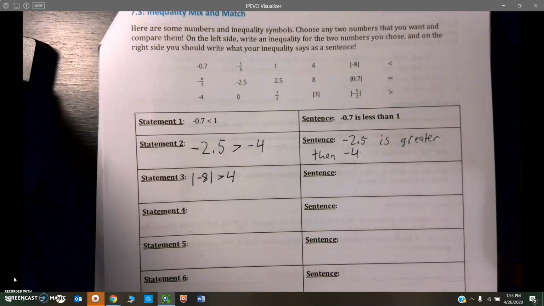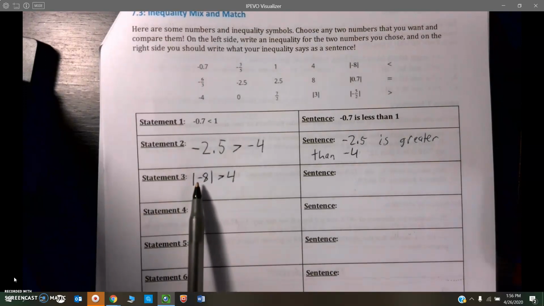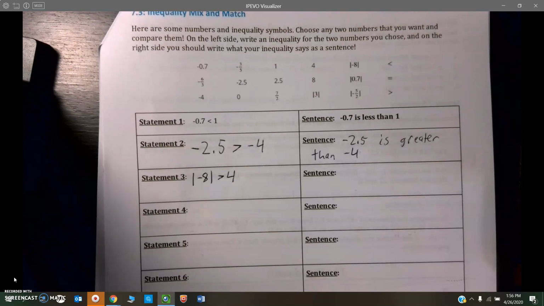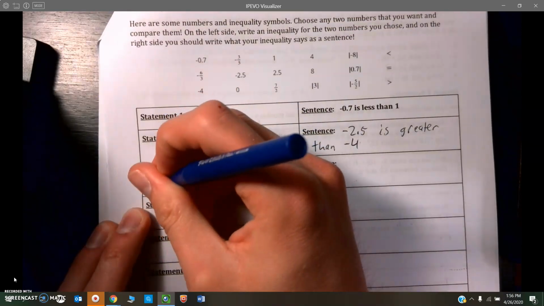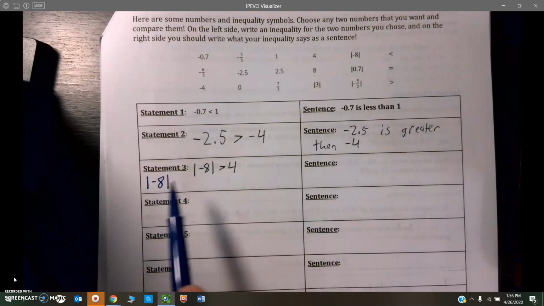Now, one that I really wanted to draw your attention to is what I have written for statement 3. It says the absolute value of -8 is greater than 4. How is that possible? Because I thought we said that positives are always greater than negatives. Well, the reason is, remember, absolute value is saying what is the distance of this number from 0.